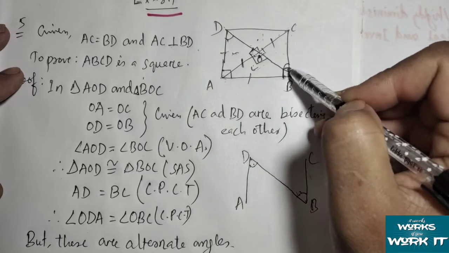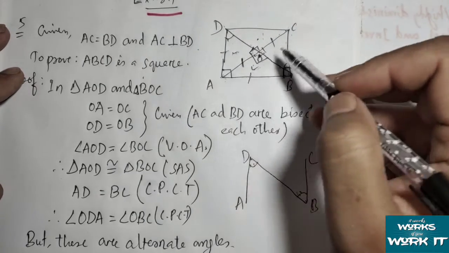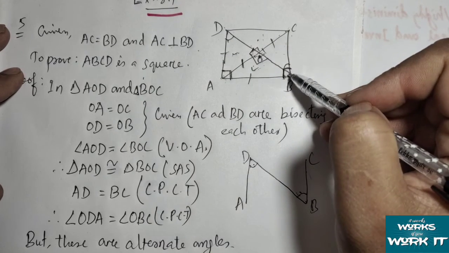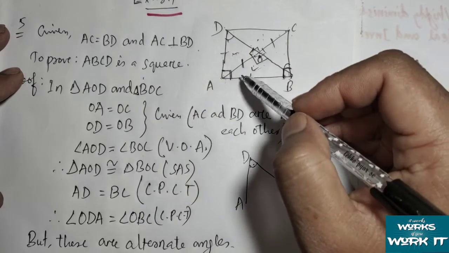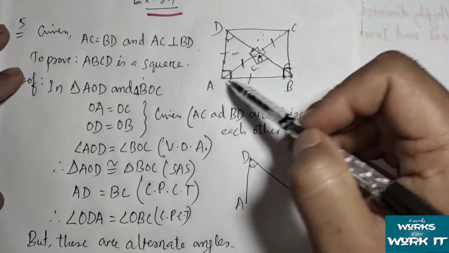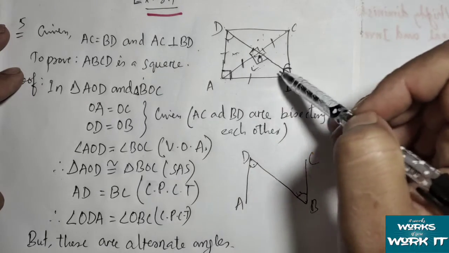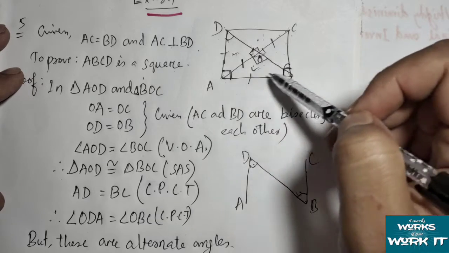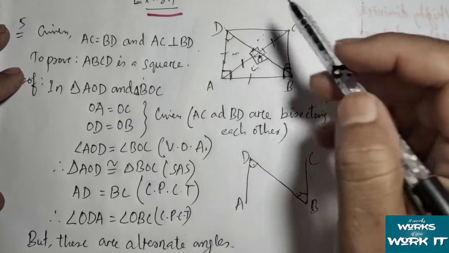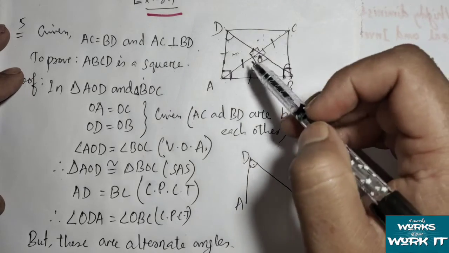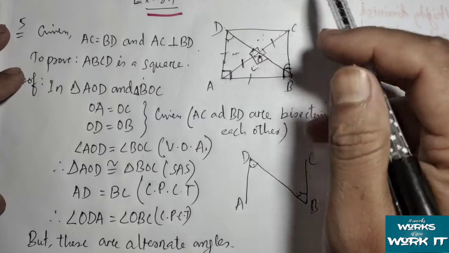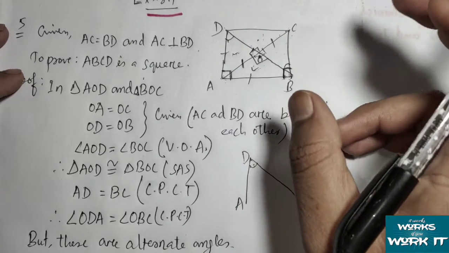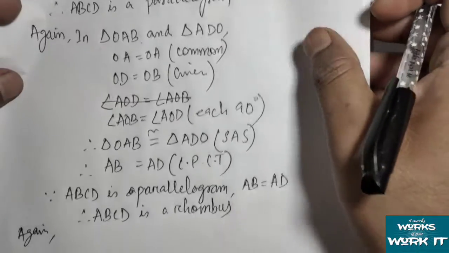Okay, so after taking these two triangles congruent, I can show these two angles are equal with the help of CPCT, and then using the theorem that the angles on the same side of the transversal are 180 degrees or supplementary, with the help of that we can show one angle is 90 degrees. Okay, if I show one angle is 90 degrees, then similarly we can prove all will be 90 degrees, and thus this will be a square. So let's prove that one.